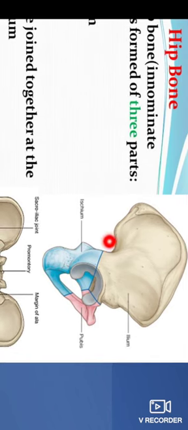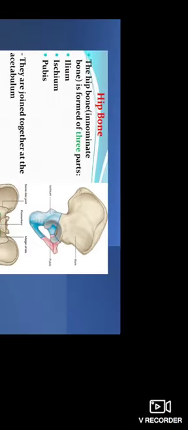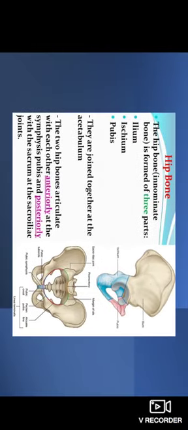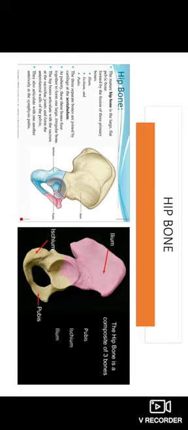You can see here the three parts in three different colors. This is ilium. The part which is given in blue color is the ischium. The part which is given in pink color is the pubis. So these three join in a Y-shaped line at the acetabulum. Now we'll see the parts of hip bone. Hip bone has three parts.